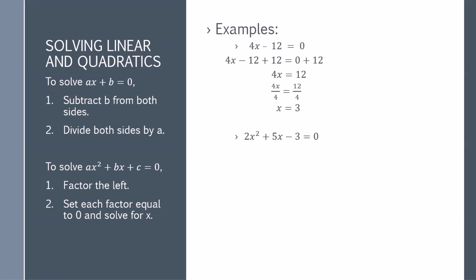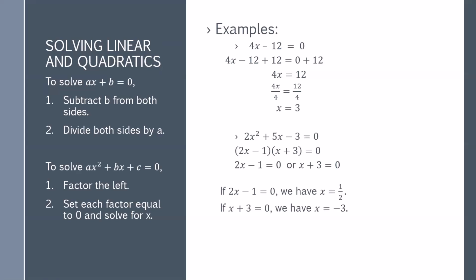Similarly, if we want to solve 2x squared plus 5x minus 3 equals 0, we factor the left, (2x minus 1) times (x plus 3), and set each of those factors equal to 0. So 2x minus 1 equals 0, and x plus 3 equals 0. In the first equation, if 2x minus 1 is equal to 0, then x is equal to a half. If x plus 3 is equal to 0, then x is negative 3.